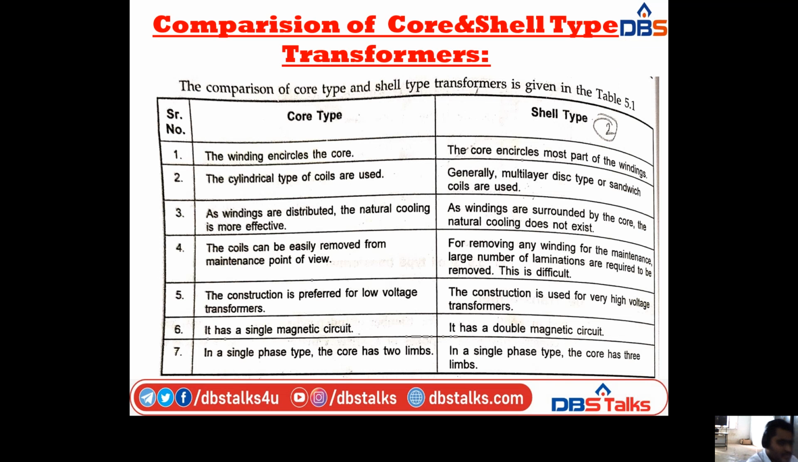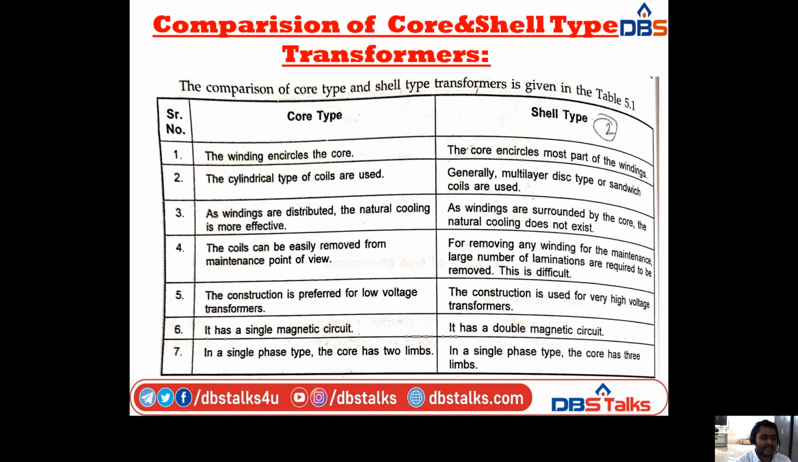Next, coming to the comparison of the core-type and shell-type transformers. In the previous class I also discussed the comparison between core and shell type. In the core-type, the winding encloses the core, and in the shell-type, the core encloses most of the winding. Cylindrical coils are used in the core-type, and generally multi-layer disc type coils are used in the shell-type.